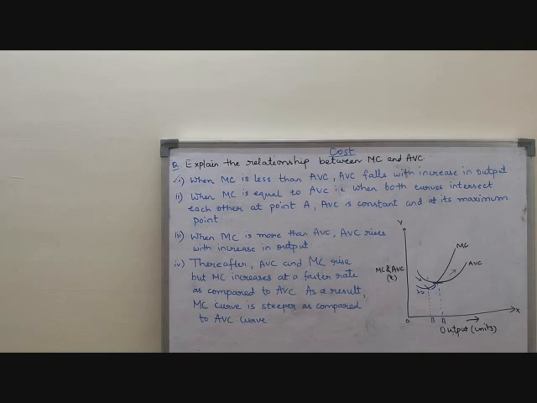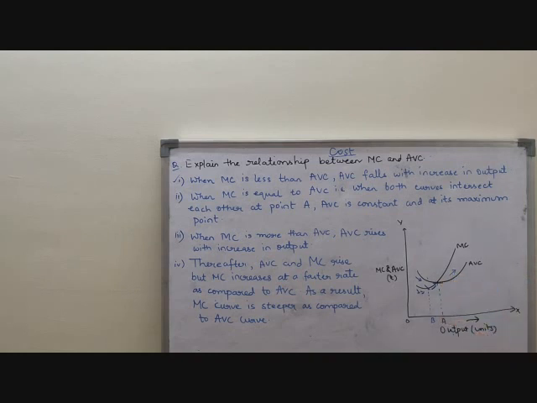Clear, children? Now, you see after that, when marginal cost is equal to average variable cost, both are equal at this position, at point A. So both are intersecting each other at point A. So average variable cost is constant. See here, it is constant and it is at its minimum. After that, average variable cost is rising upward. So we can say that when marginal cost is equal to average variable cost, both are intersecting at this point A. So average variable cost is constant here at point A, and after that it is rising upward.